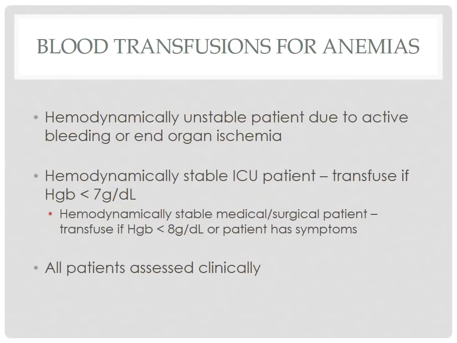Blood transfusions for anemias. Occasionally, patients with anemias will require a transfusion to correct their anemia. This is less likely with iron deficiency anemia and more likely with other acute anemias. So these would be examples: a hemodynamically unstable patient that has some bleeding or maybe has some other end organ issues could require a transfusion. If a patient is stable but is in ICU and they're less than 7, most protocols will be to transfuse them. And sometimes that number will be 8 depending on the floor they're at and whether or not they have symptoms. And all patients should be assessed clinically for the need for a transfusion.